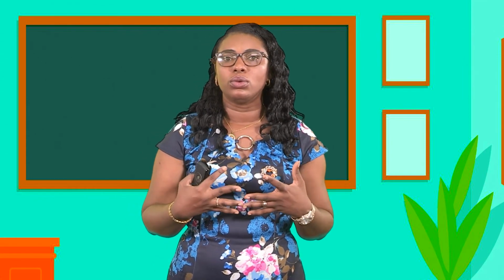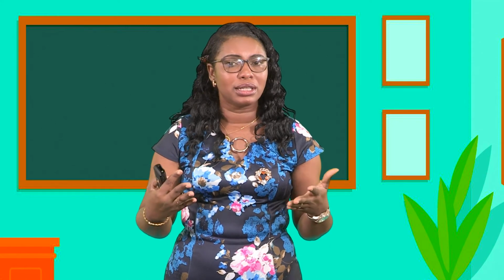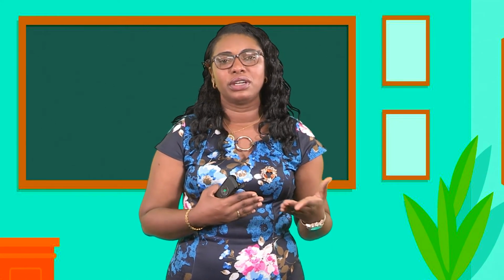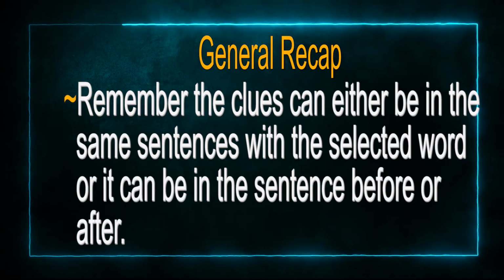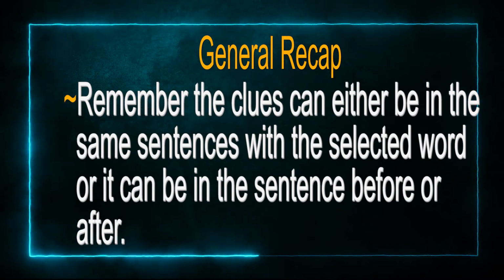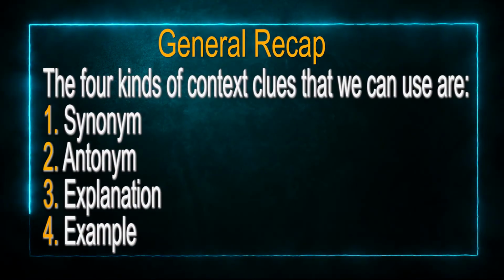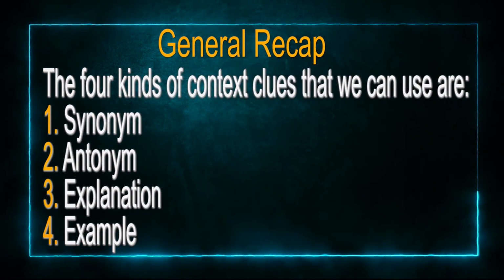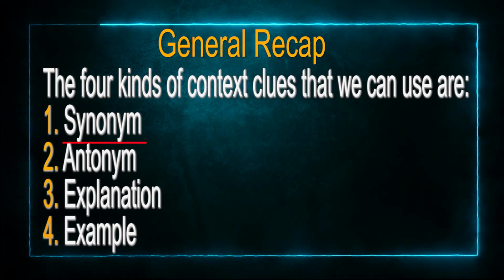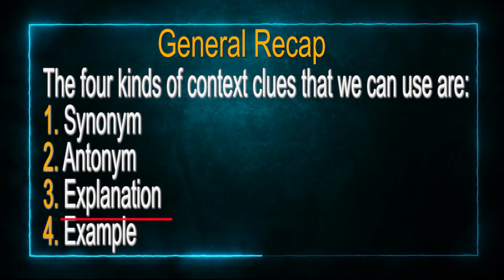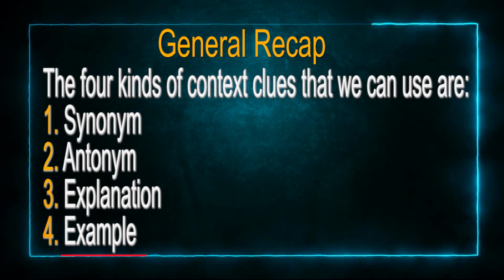Well, I hope that you found the activity to be quite interesting. I also hope that you were acting as reading detectives to look for the clues in the various reading texts. Let's do a general recap. Remember, clues can either be in the same sentence with the selected word or it can be in the sentence after. There are 4 kinds of context clues that we can use. They are synonym, antonyms, explanation, and example.